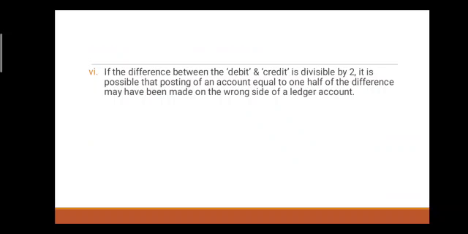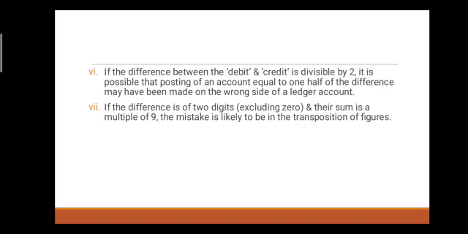Sixth, if the difference between the debit and credit is divisible by 2, it is possible that posting of an amount equal to one half of the difference may have been made on the wrong side of a ledger account. For example, if the total of the debit side of the trial balance exceeds by, say, rupees 854, it is possible that through an oversight a credit item of rupees 427 has been posted in the ledger as a debit, so all entries of rupees 427 should be thoroughly scrutinized.